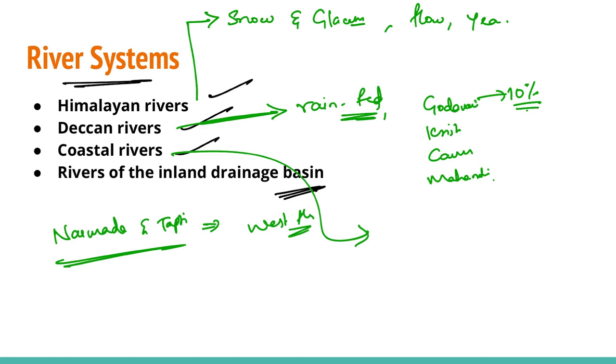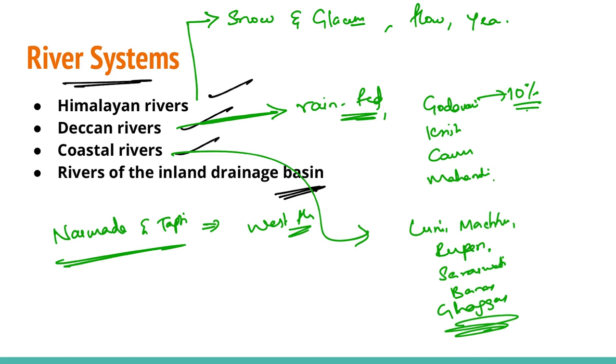The streams of the inland drainage basin of western Rajasthan: a few rivers in Rajasthan do not drain into the sea. These are Luni, Machu, Rupen, Saraswati, Bhanas, Gagar and a few others. They do not flow into a sea.